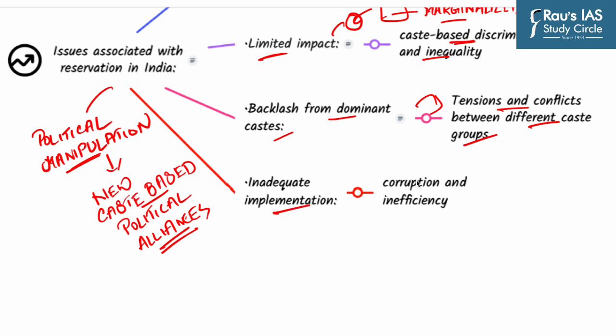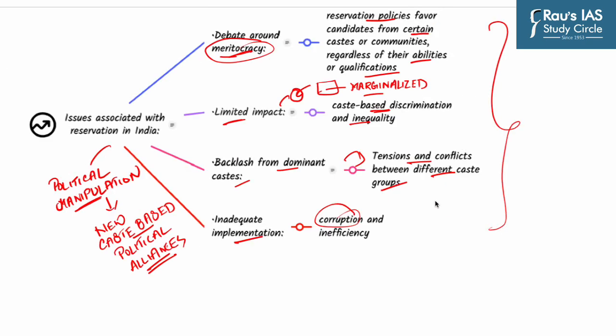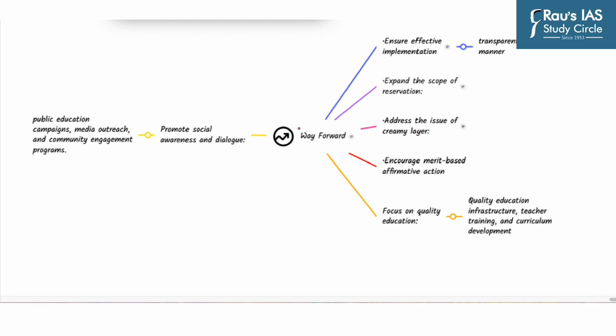Despite the existence of reservation policies, many institutions and organizations continue to discriminate against marginalized groups. The implementation of reservation policies has been uneven and often marred by corruption and inefficiency, which has limited their impact. So these are the issues which are associated with reservation in India. Now, improving the reservation system in India requires a multi-pronged approach that addresses its various shortcomings. So here are some ways in which the reservation system in India could be improved.